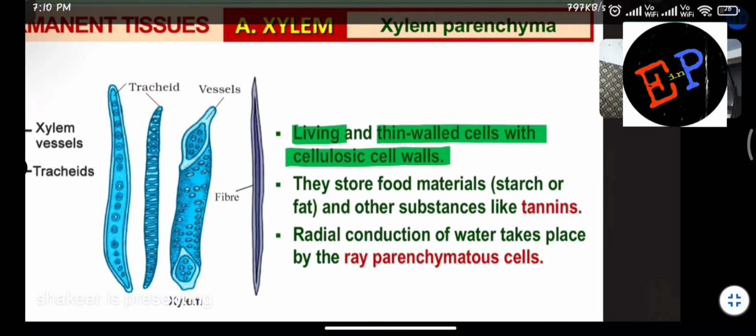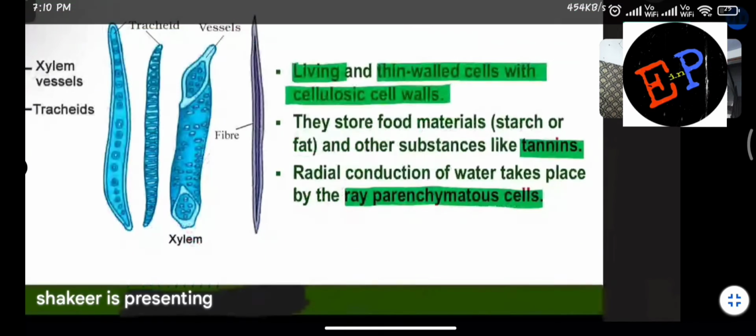They store food material like starch or fat and other substances like tannins also. What is the function of xylem parenchyma? They have the ability to store food material. Radial conduction of water takes place by ray parenchymatous cells. Through which cells does conduction of water take place? Conduction of water takes place through ray parenchymatous cells.